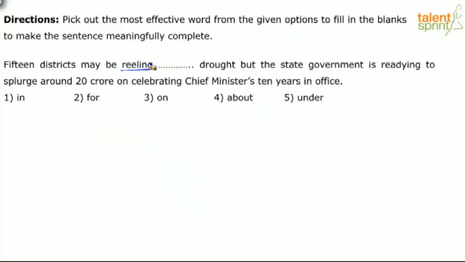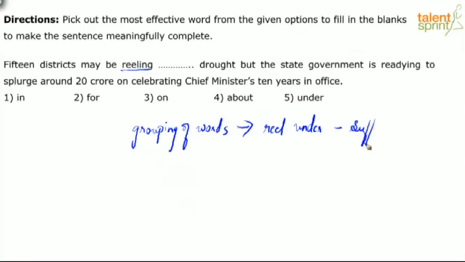What am I applying here? Pretty simple. Grouping of words, right? The context itself and looking at the options, you have to apply grouping of words. So what are you saying? All of you are coming back and saying under, which is right. To reel under. What is it? That means what? What is the meaning of this? When you say you reel under, you basically suffering. Yes, that is correct, Vikram, you're right.